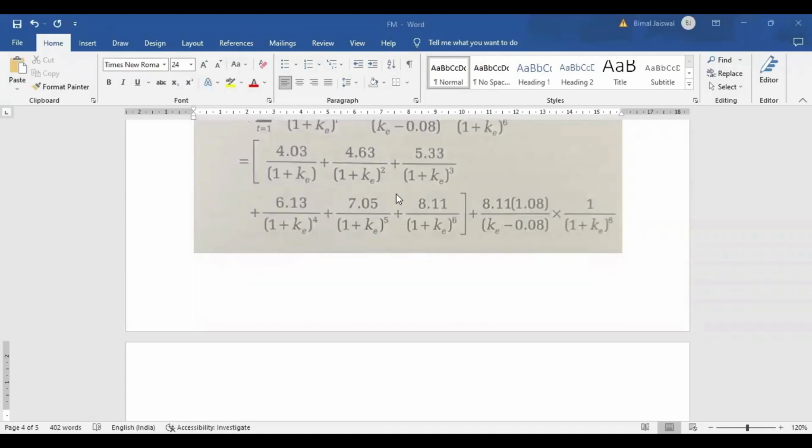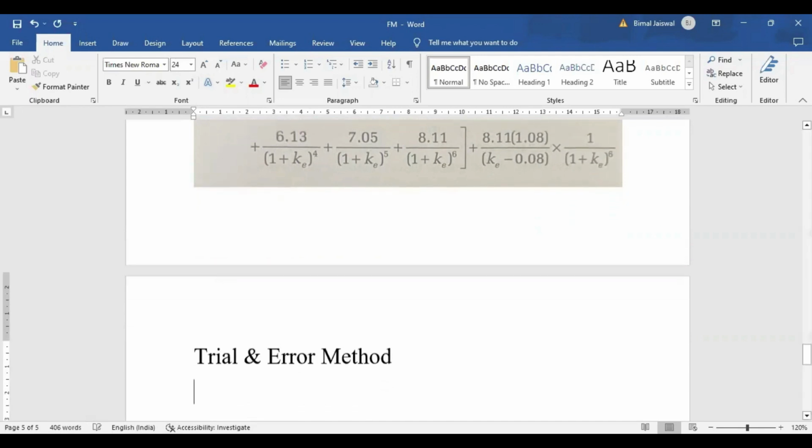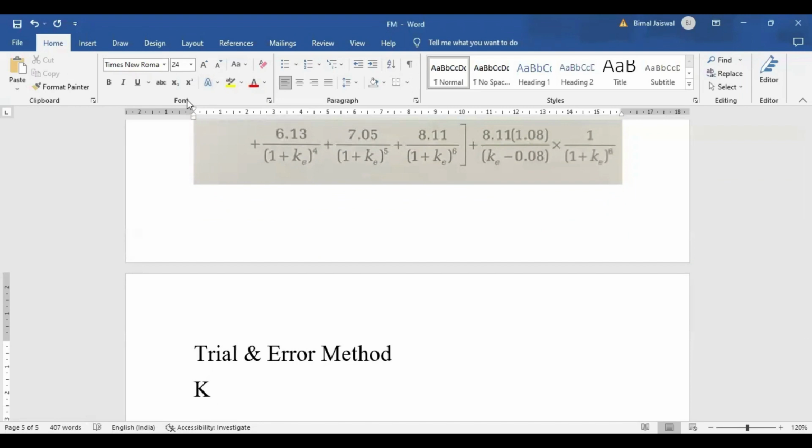And when you solve this equation with the help of trial and error method, you are aware that you have to equate the left hand side information to the right hand side. That is, we have to bring the right hand information equal to 134. And if you calculate this with the help of trial and error, it comes to 12% KE. KE will be approximately 12%. You solve this and you can get the answer.